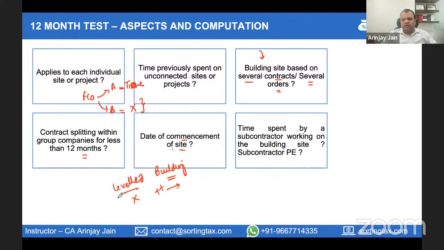And what if the company, who is the foreign company, who is working in the source state, subcontracts a part of work to a subcontractor? In such a case, the time spent by the subcontractor also needs to be added to see what is the total time spent by the non-resident in the source state.